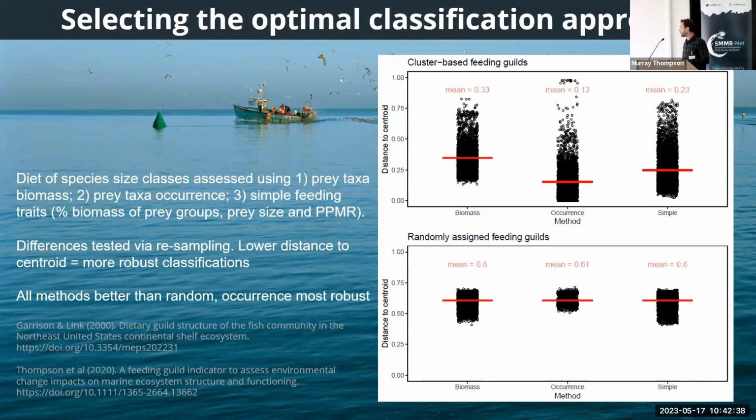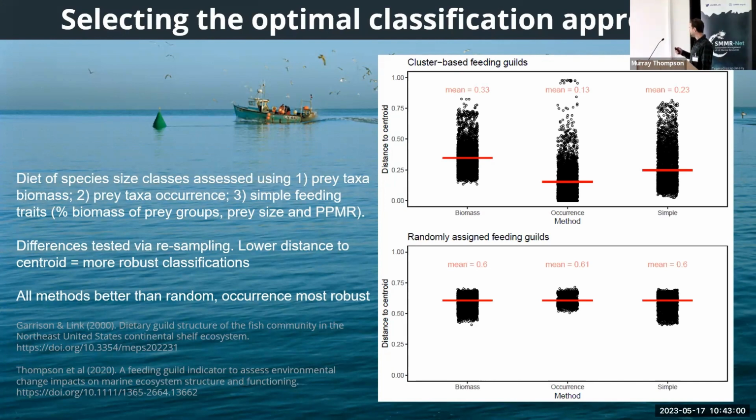And we developed a new method in the Euromarine workshops, which was just using really simple traits: how much zooplankton it eats, how much benthos, and also predator-prey mass ratio and prey size. So I call that the simple method. And we wanted to test which one was the most effective, so which one could repeatedly classify the same species size class into the same guild.